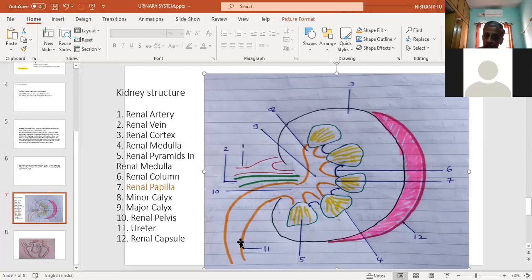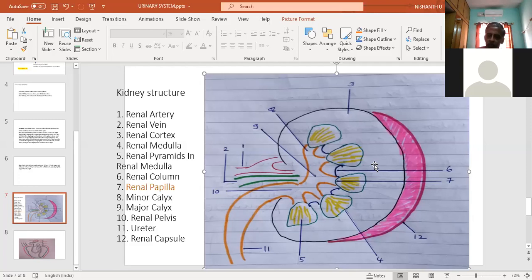I hope that you can understand. I will repeat, don't worry. And the whole kidney is covered with one thick capsule. That means it is composed of a good amount of fat and a lot of fibrous tissue. Both the kidneys are covered with a thick layer of fat. That is nothing but called the renal capsule.